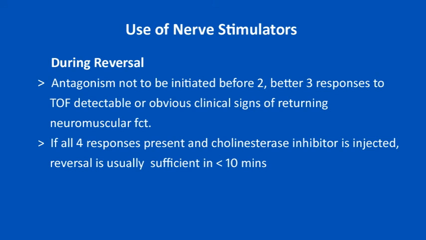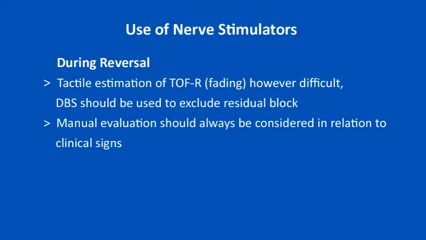If all 4 responses are present and a cholinesterase inhibitor is injected, reversal is usually sufficient in less than 10 minutes. Tactile estimation of TOF ratio or fading, however, is difficult. Double burst stimulus should be used to exclude residual block. Manual evaluation should always be considered in relation to clinical signs. The real value of this monitor lies in the fact that it guides optimal management of patients receiving neuromuscular blockers.